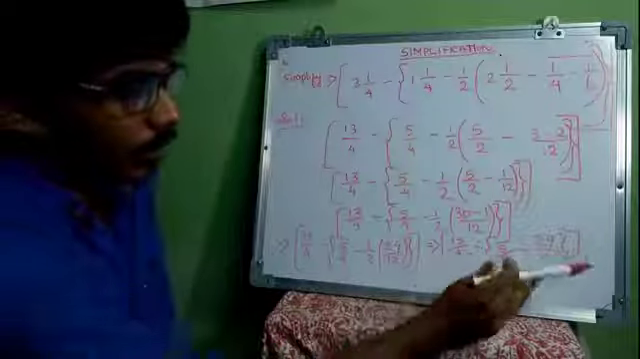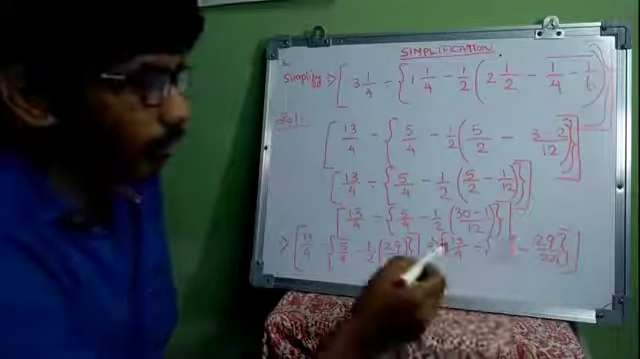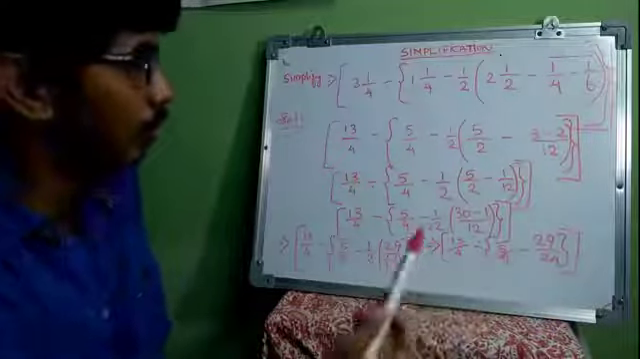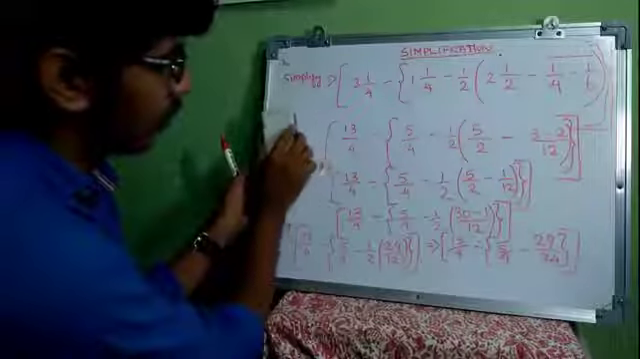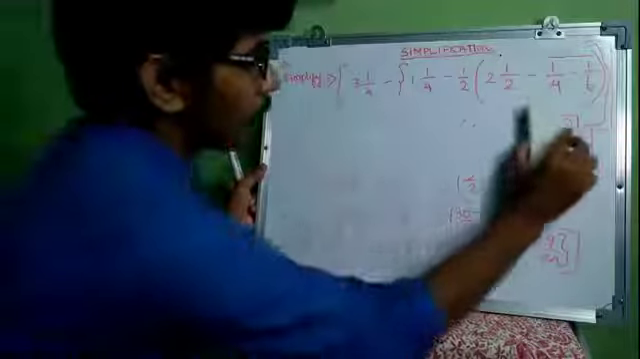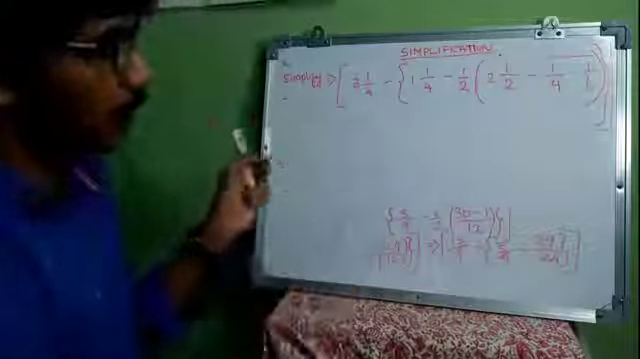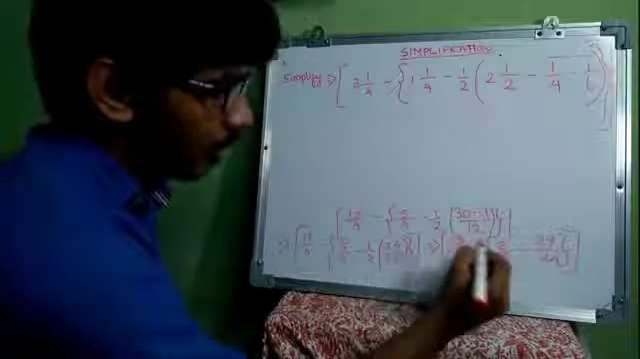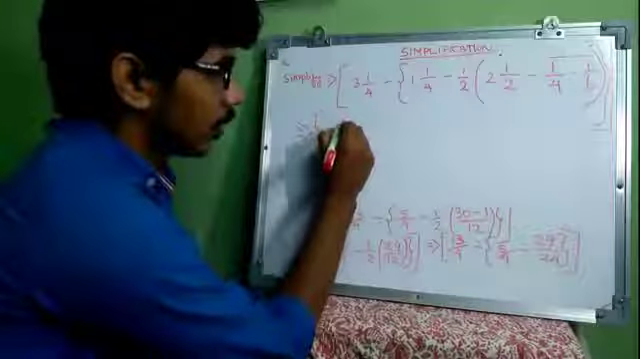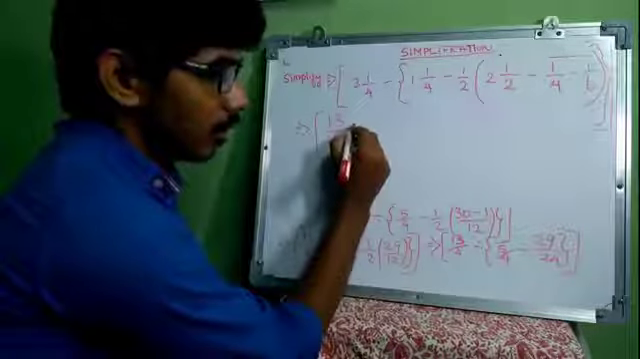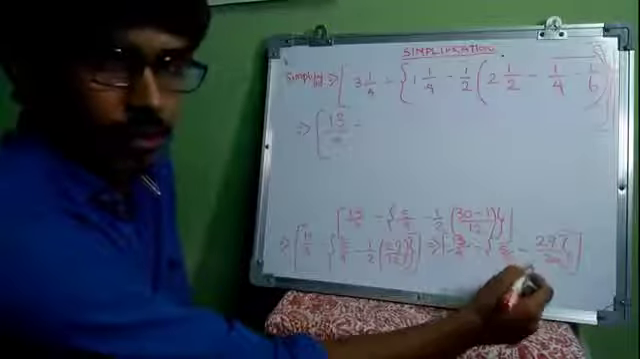Okay. And the next step is you have to solve the curly bracket. This is the curly bracket. 5 by 4 minus 29 by 24. Okay. This is the curly bracket. What do you have to do? I will drop here, not solve it. After this step, what do you have to do? 13 by 4 divided by, here you have to take the LCM. The LCM is nothing but 24, okay.